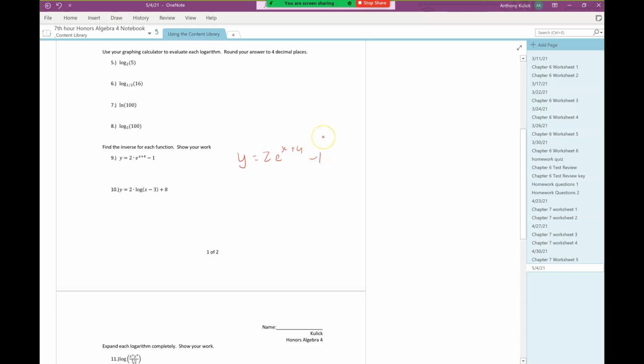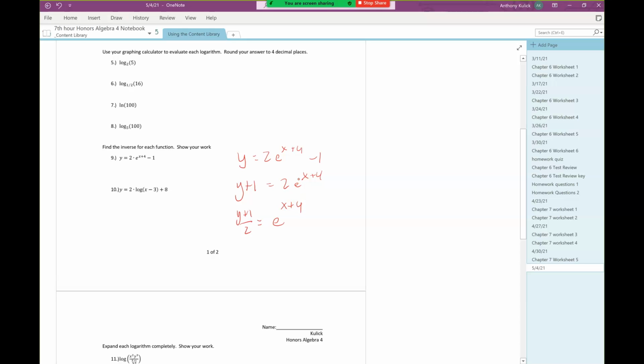We'll start by trying to get the x by itself. So I'm going to add the 1 over, and then divide the 2 over. And then to cancel out that exponent base of e, I need to use a logarithm.